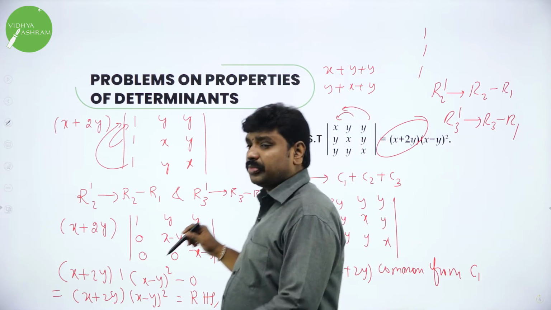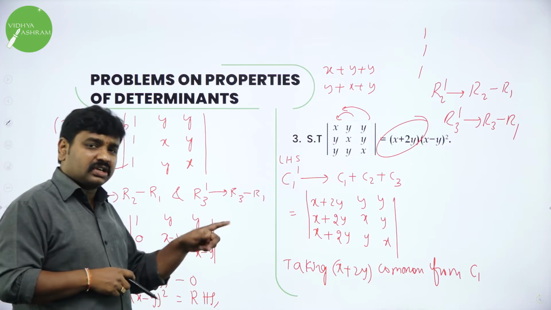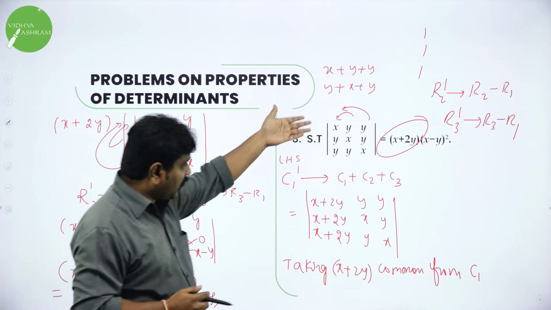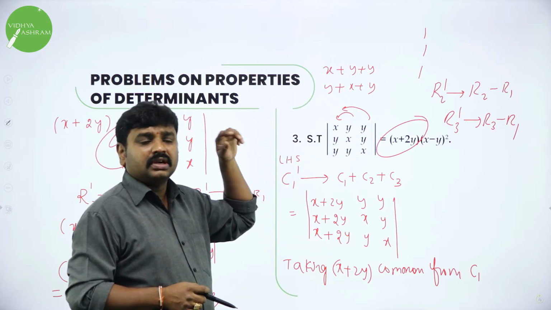So now we have done 3 problems. First problem column transformation, second row transformation, third column transformation. It is not necessary that you use only one technique. Here you can do R1 dash is equal to R1 plus R2 plus R3. Then the first row becomes x plus 2y.